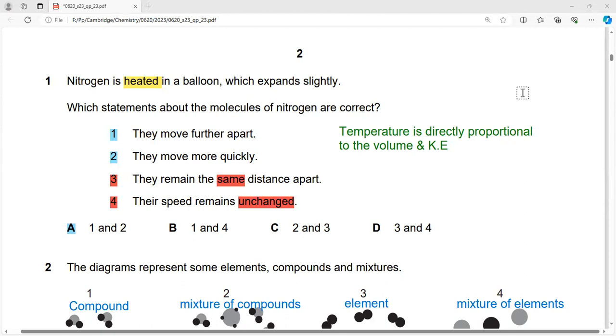So here, statement number 1, they move further apart. It is correct. Why? Because volume is increasing. And they move more quickly. Why? Because kinetic energy is increasing.